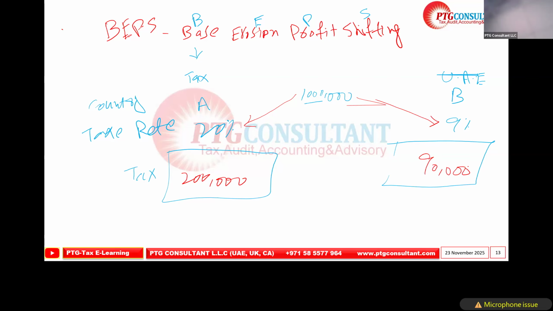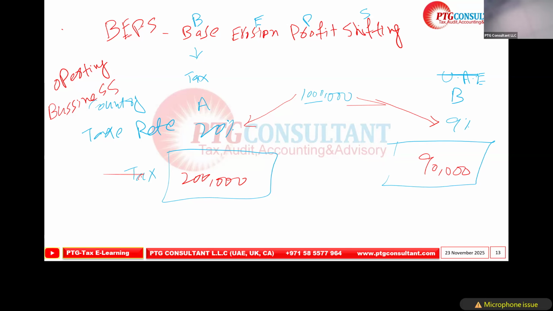Now, if the business is operating in country A, because here the tax rate is 20%, and they don't want to pay 20%. So what are they going to do? They see another country, country B, where the tax rate is 9%. Let's say in the UK it is 19% and in the UAE it is 9%.